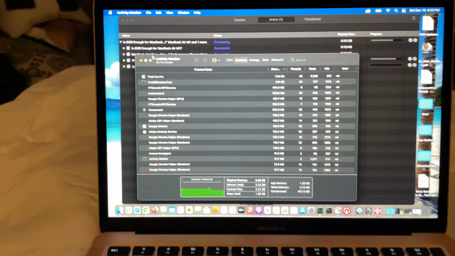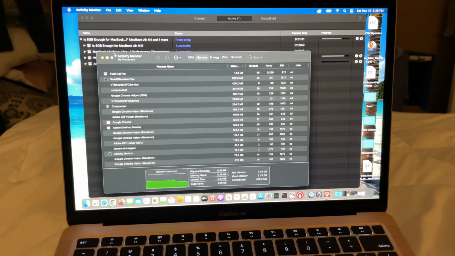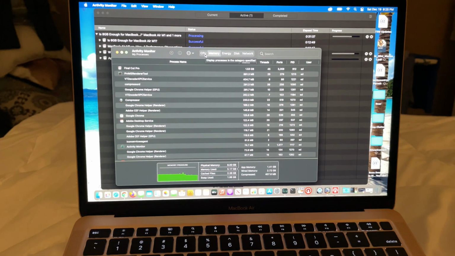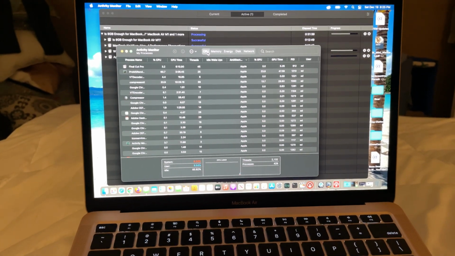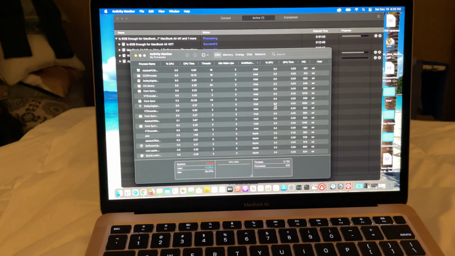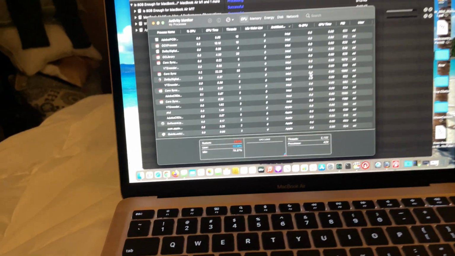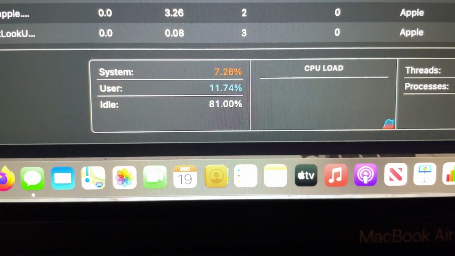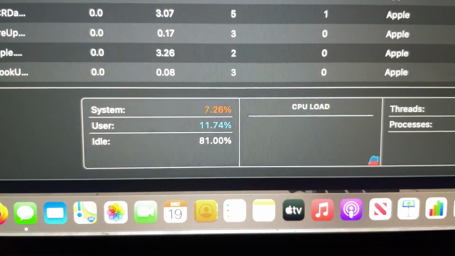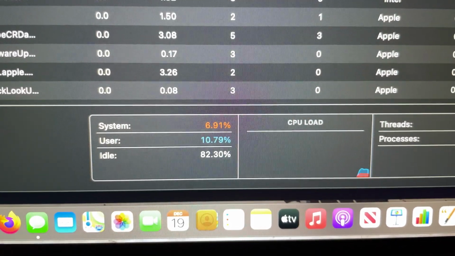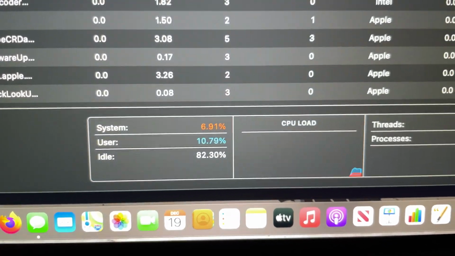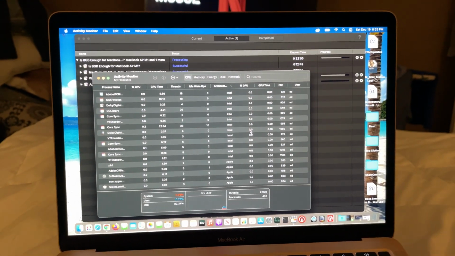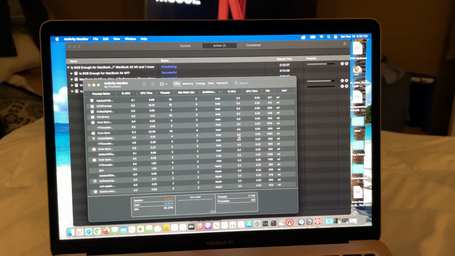So, I didn't go with the 16 gigs of memory, and this thing is performing beyond acceptably well for my in-the-field computer. And as far as CPU utilization is concerned, you can see here, it's still refreshing. Yeah, there it goes. System is 7.26%, user is 10.79%. So, I mean, this thing is a beast.